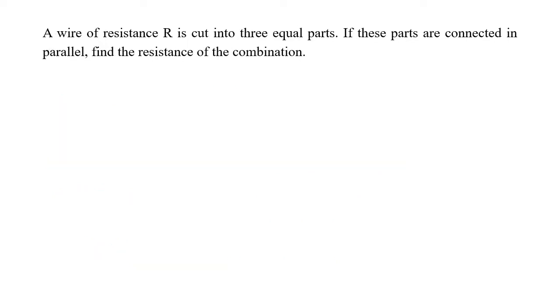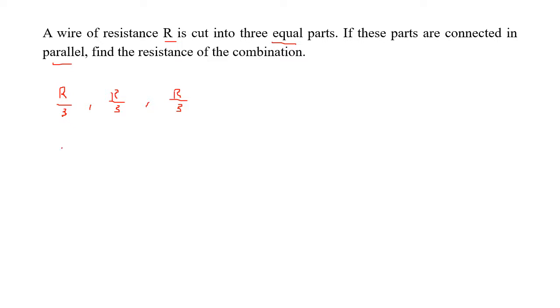Now this is a logical question. Let us see. A wire of resistance R is cut into 3 equal parts and they are connected in parallel. Find the resistance of the combination now. So if you cut R into 3 equal parts, each part becomes R by 3, R by 3, R by 3. Because you are cutting the resistance into 3 equal parts.